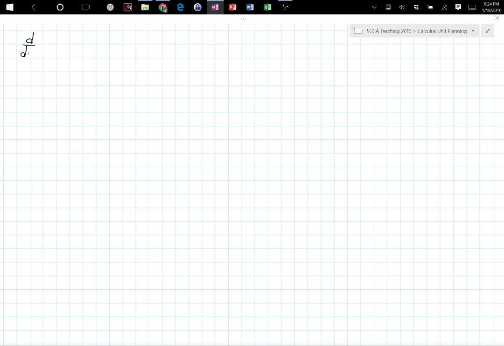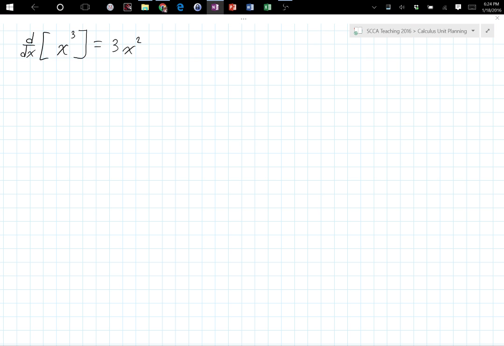So let's start with an example. Let's say I want to take the derivative of x cubed, not x squared, x cubed. So my variable that I'm differentiating with respect to is the same as the variable in the function. So I'm just going to apply the power rule. And so I get 3x squared. So that is when the variables agree.